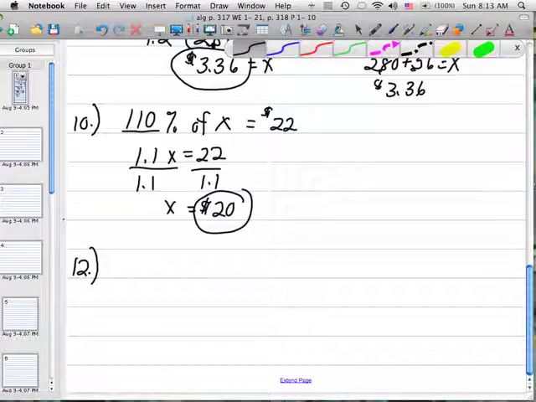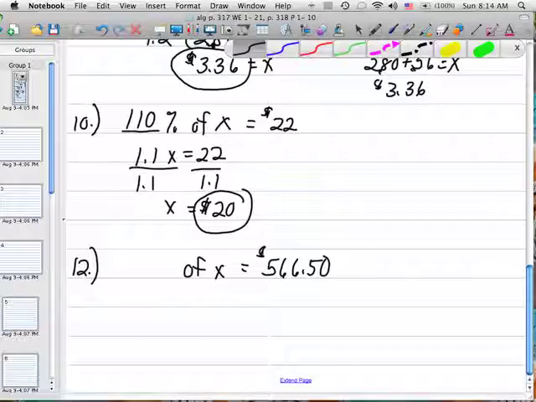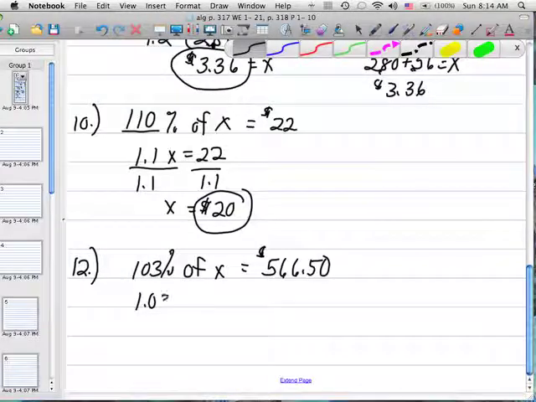Problem number 12, again, same situation. We do not know the original price, so the X goes here. We do know that the new price is $566.50, and we're trying to figure out what the original price is.